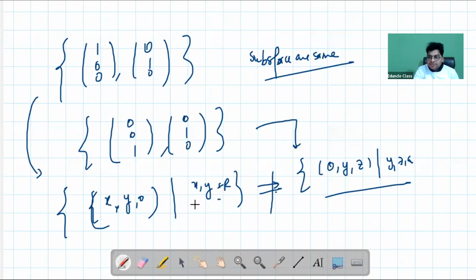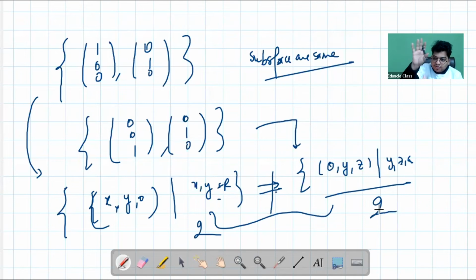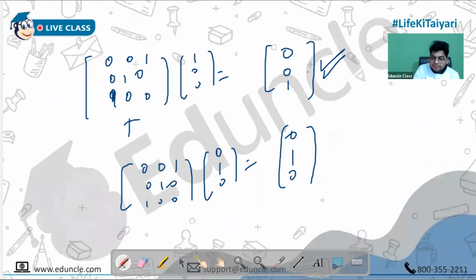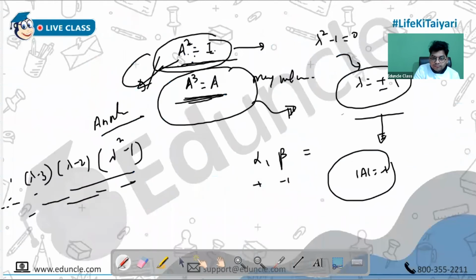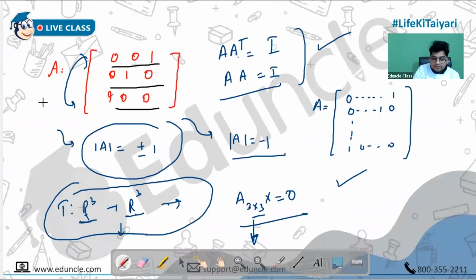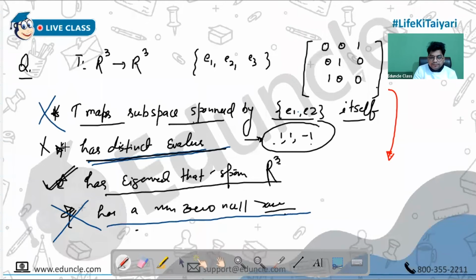These subspaces are not the same but have the same dimension. Because R cube has infinitely many subspaces of the same dimension. These two have the same dimension too. This has two dimensions, but the subspaces are not the same. Is it clear that the subspaces are not the same? Am I clear?